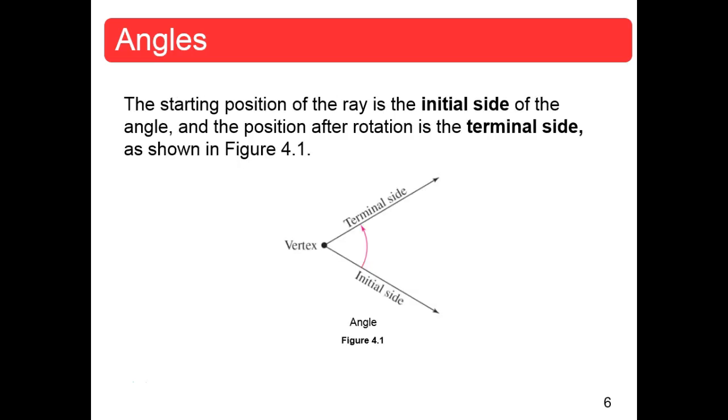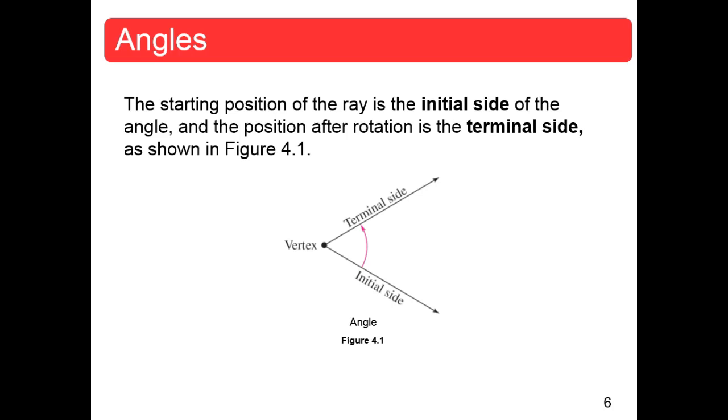Now, the starting position of that ray is called the initial side of the angle. It doesn't have to be, I put it horizontal to the right. That's the most common place. It can be here, it can be there, it can be anywhere. Whatever your initial side is, the fixed endpoint is called the vertex. The initial side is here, and however far it moves, where it stops, that's called the terminal side. Terminates, stops, ends. Initial, where it starts, terminal, where it ends.